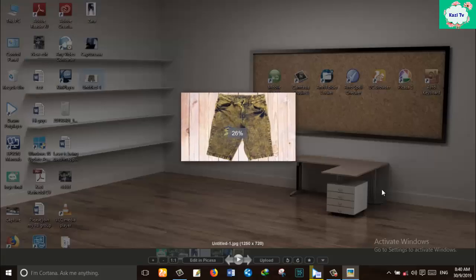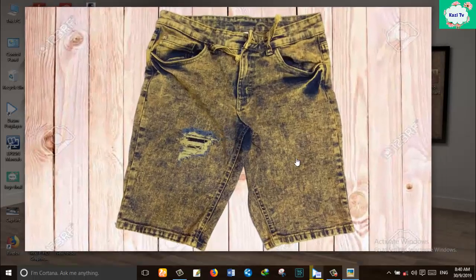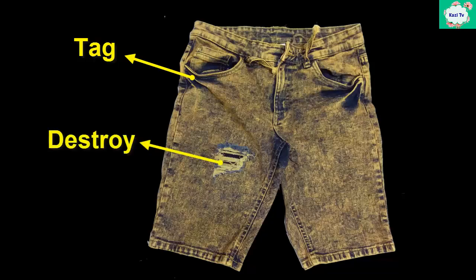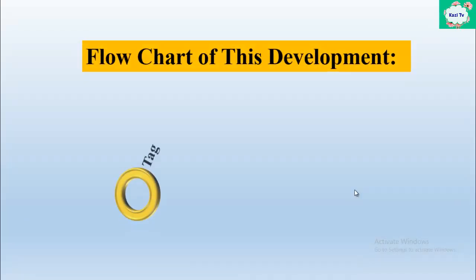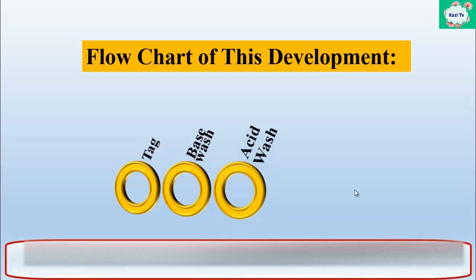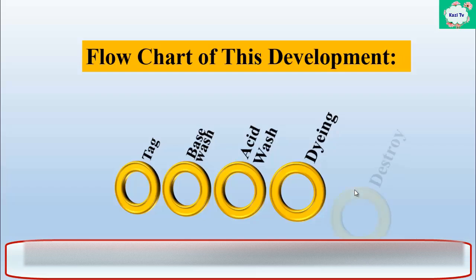Guys, let's analyze the sample. First of all, we will identify the dye process. Here the dye processes are tag and destroy. At first, we will do the tag. Then we will do base wash and acid wash. After that, we will do dyeing. Finally, destroy.